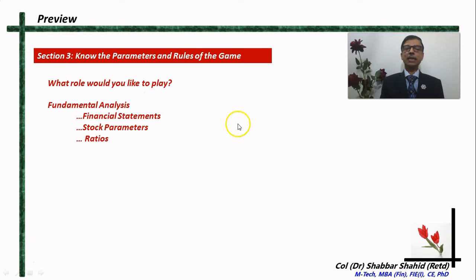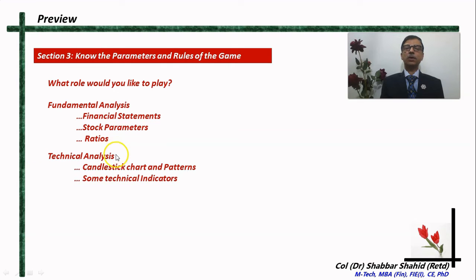Alright. And then we shall talk something about the fundamental analysis. And within the fundamental analysis, we shall talk something about the significance of financial statements, then the stock parameters and some ratios of the stocks. Then we'll talk something about the technical analysis. And within technical analysis, we'll talk about the candlestick charts and patterns, their significance, and some technical indicators.